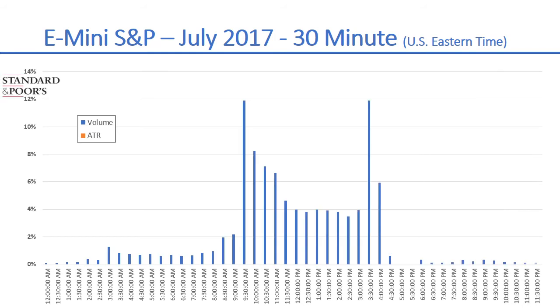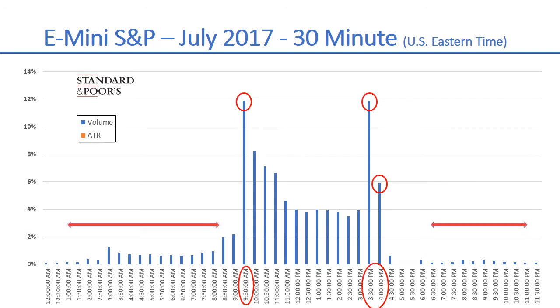Volume and trading range are not distributed evenly throughout the day. This chart shows activity for the mini S&P contract for July of 2017. The blue bars indicate the percentage of daily volume that occurred in each 30-minute time span, using the U.S. Eastern Time Zone. The opening and closing periods account for 30% of the volume. There is very light trading in the overnight time periods. This shows that even a market with overall high volume can go through illiquid periods.